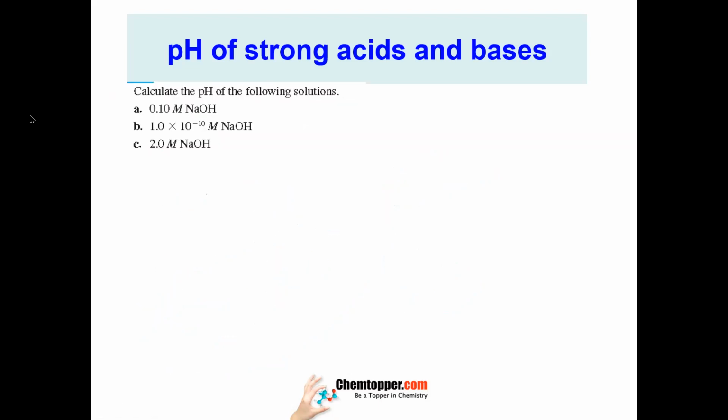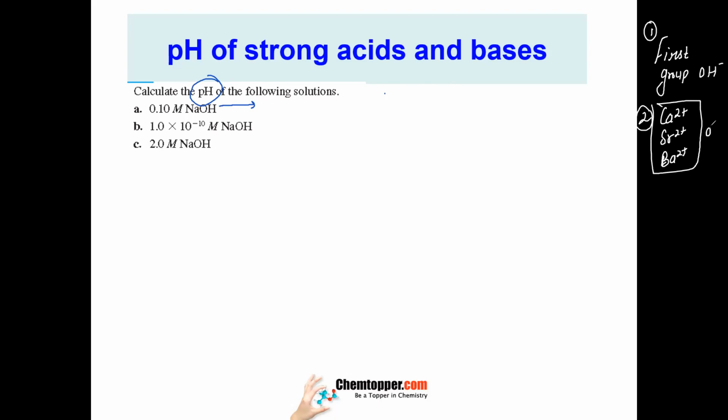Now we are going to calculate the pH of bases, strong bases. Check this. We are calculating pH, so be careful. Now NaOH is a, do you know all your strong bases? Who is going to give me the list of strong bases? I gave you two rules in the last class. First group, hydroxides and calcium 2 plus, strontium 2 plus, and barium 2 plus. Their hydroxides are strong bases. Rest all are.